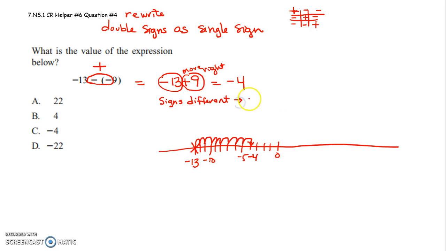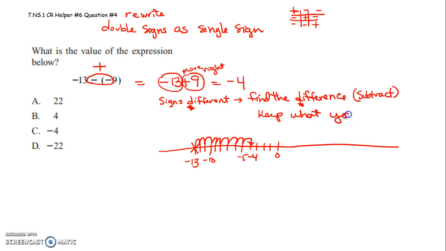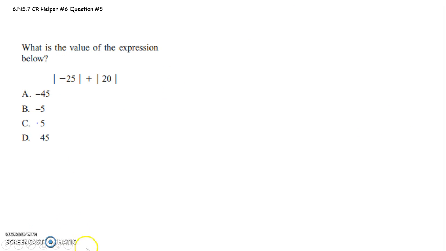you're going to find the difference. And the reason we do that is because difference in math means to subtract. So signs are different. You'll find the difference, and then you'll keep what you have more of. And so then I just have to figure out what I have more of. Do I have more positives or more negatives? Sorry about that.